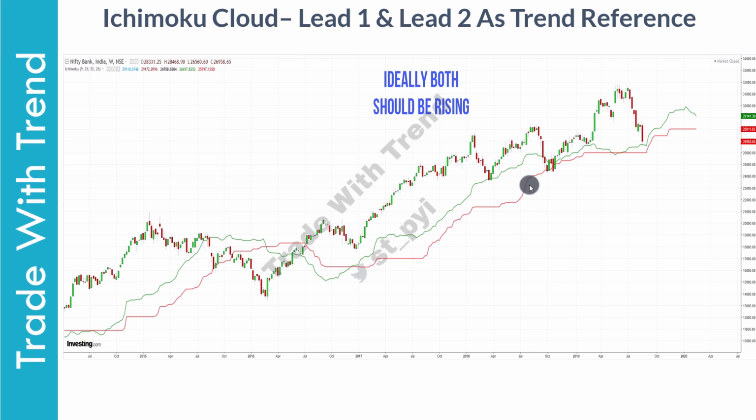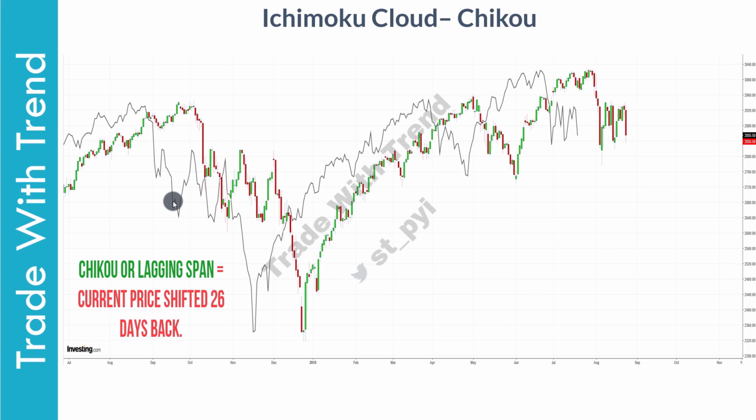So as of now, we have understood Tenkan, Kijun, Senkou A and Senkou B. Let us now move to the last element, that is Chikou. Let us now understand the Chikou within the Ichimoku clouds. Chikou is the current price that is shifted back 26 periods. If you look at the chart in front of you, this current price action that you see here is shifted 26 periods back.